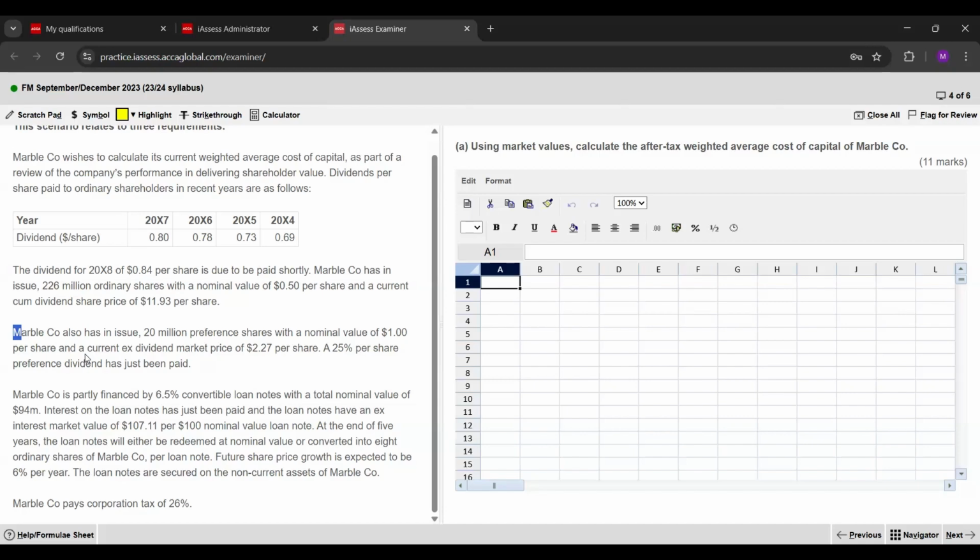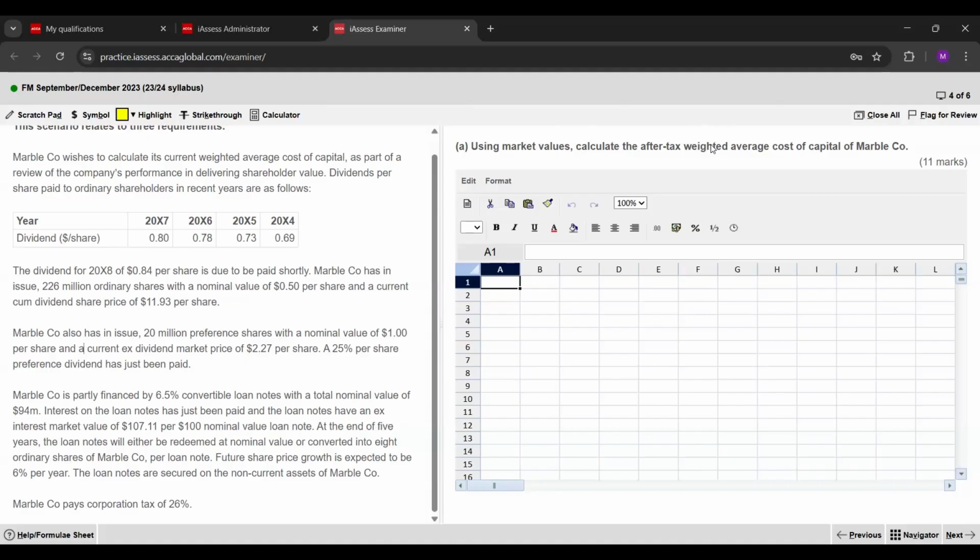Marbleco is partly financed by 6.5% convertible loan notes with a total nominal value of $94 million. Interest on the loan notes has just been paid, and the loan notes have an ex-interest market value of 107.11 per $100 nominal value loan note. At the end of 5 years, the loan notes will either be redeemed at nominal value or converted into 8 ordinary shares of Marbleco per loan note. Future share price growth is expected to be 6% per year. The loan notes are secured on the non-current assets of Marbleco. Marbleco pays corporation tax at a rate of 26%.